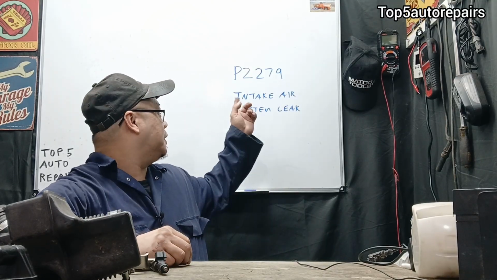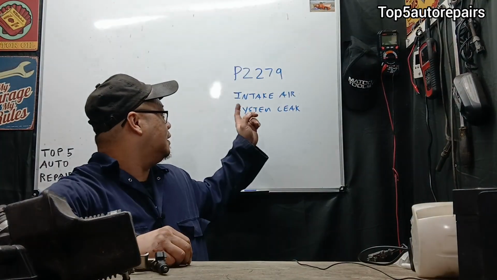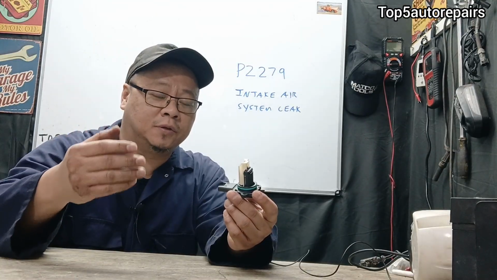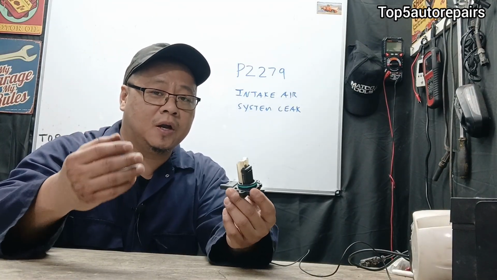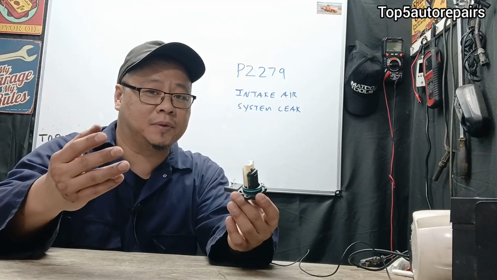Today's topic, I'm going to show you guys how to fix P2279 intake air system leak code. If you're getting P2279 code, it's because the ECM, also known as the computer, recognizes that there's going to be some sort of leak on the intake side.